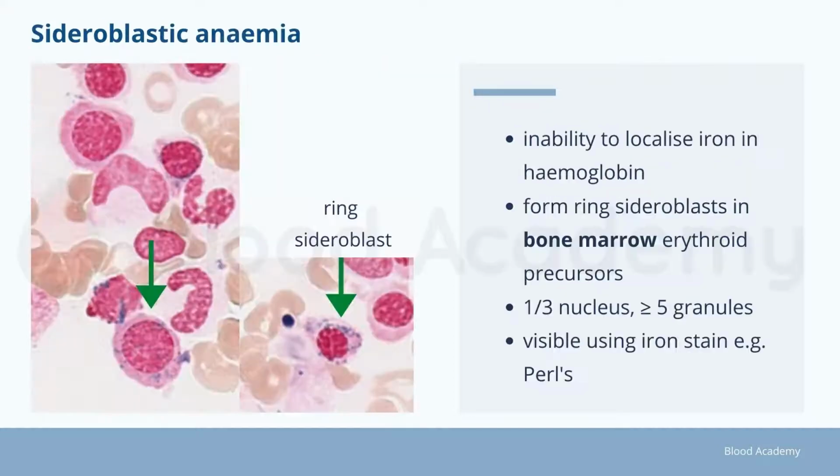Sideroblastic anemia is a rare condition resulting from the inability to correctly localize iron in hemoglobin. Iron accumulates in the mitochondria of nucleated red cells found in the bone marrow. The iron is arranged in granules surrounding the nucleus, producing a ring-like appearance, and hence the resulting cell is referred to as a ring sideroblast. To fulfill the definition of a ring sideroblast, the ring must encircle a third or more of the nucleus and contain 5 or more iron granules. These cells can only be visualized using a specific iron stain such as Prussian blue.